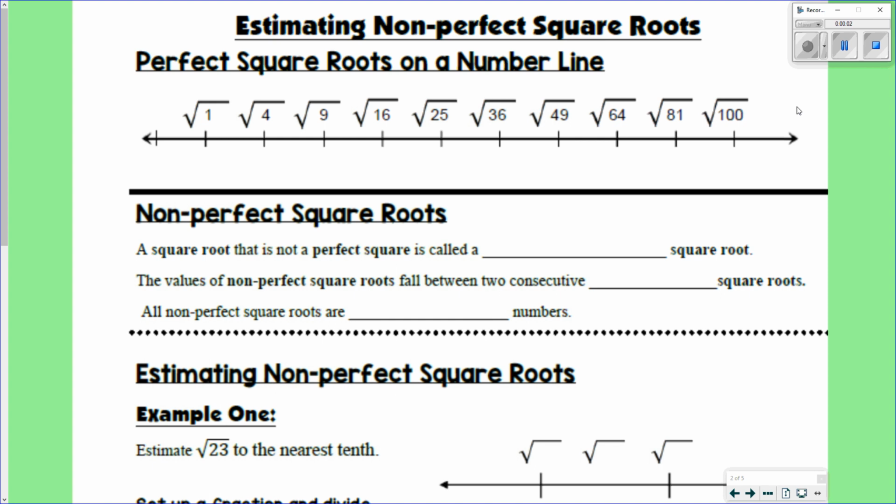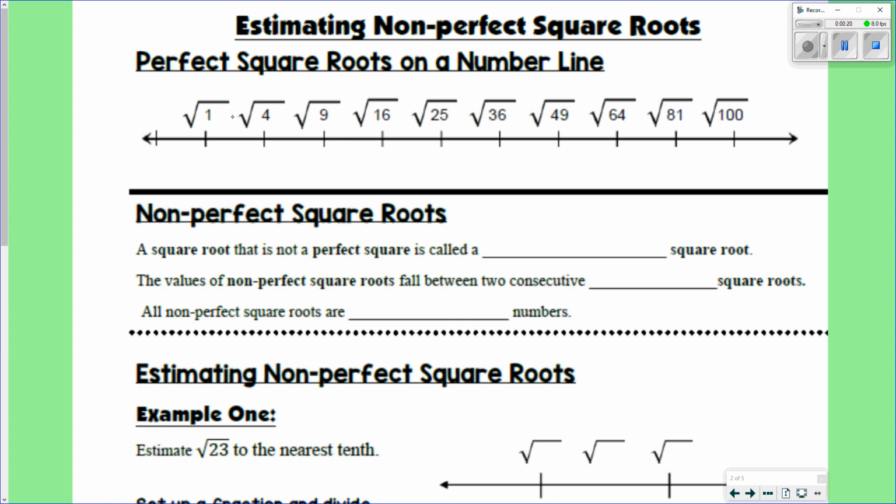Today's lesson, Tuesday, August 25th, we will continue estimating non-perfect square roots. On Friday, we did talk about perfect square roots, and here are some perfect square roots on a number line. We'll just fill these in.